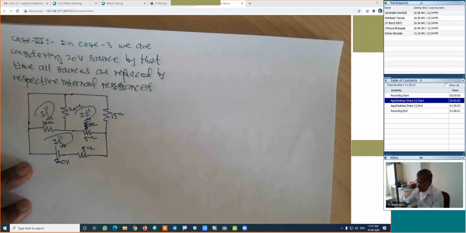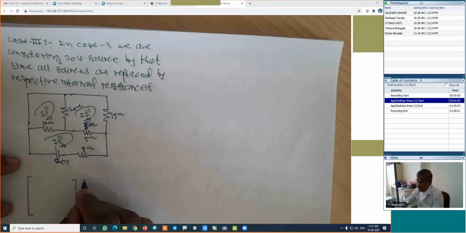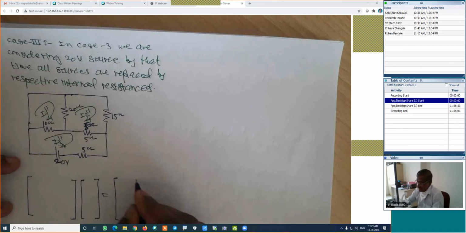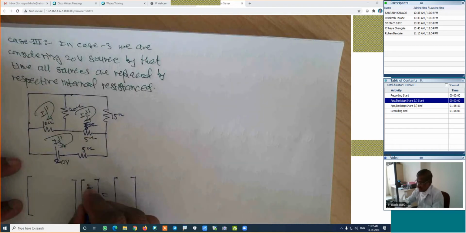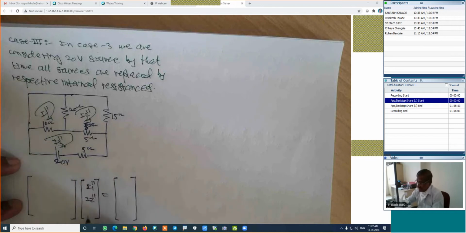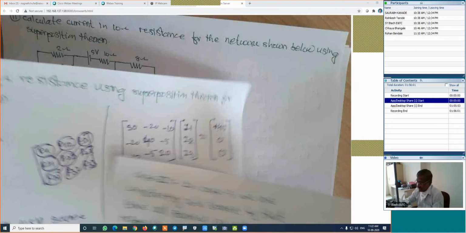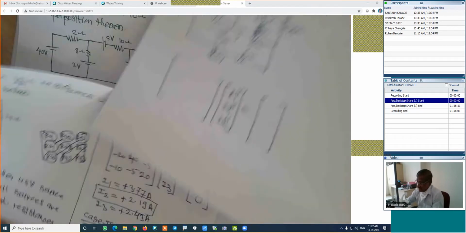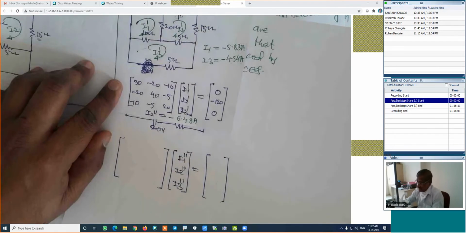How will the matrix be for case 3? I will draw its matrix here. Its matrix will be something like this, which is equal to the constants. Currents are I1 double dash, I2 double dash, and I3 double dash. Is it right? Whatever matrix we have prepared here is the same. That's why I will copy this matrix.